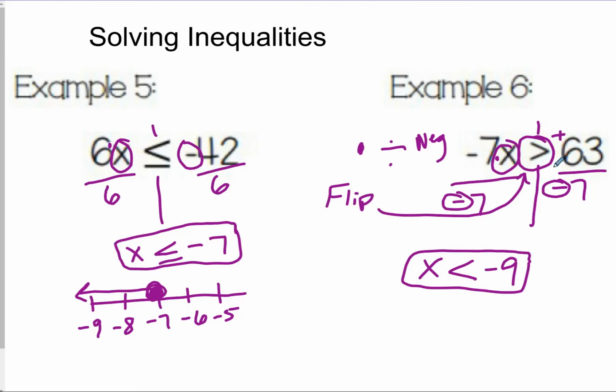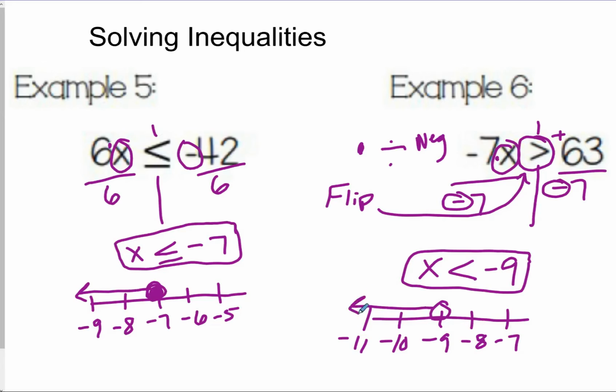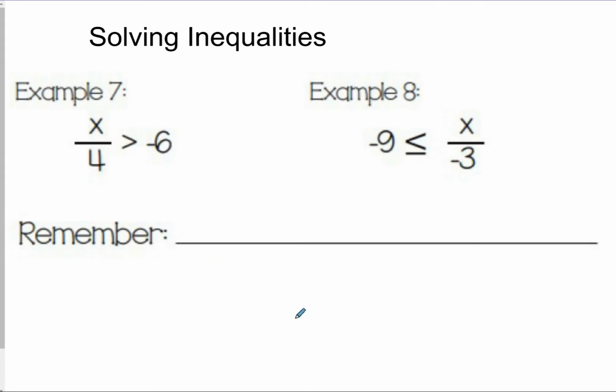I like to circle the inequality symbol because that's my clue that I have to remember to flip it when I rewrite my answer. Open dot because it's not equal to, and an arrow to the left because it's now less than, and noticing how my symbol matches my arrowhead. Try example 7.